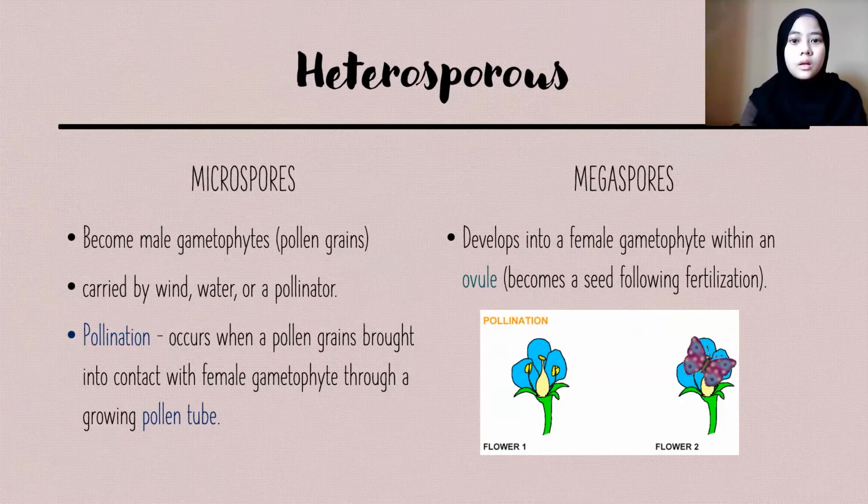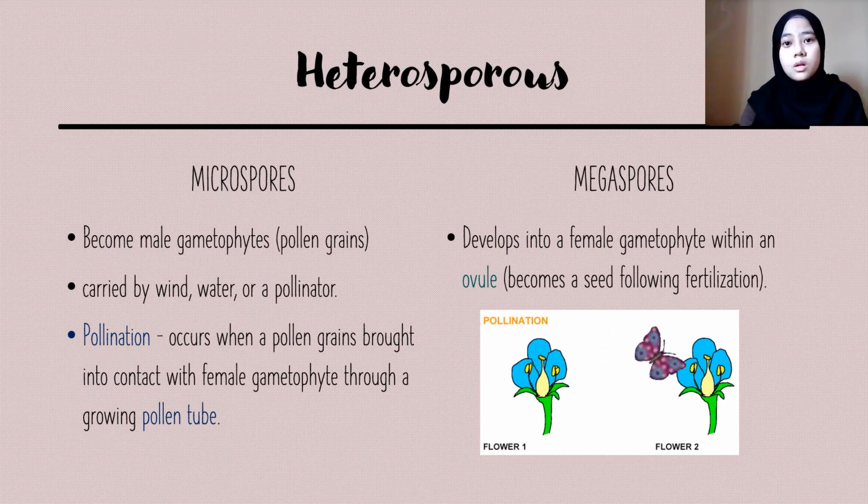Seed plants are heterosporous, having microspores and megaspores. Microspores will become male gametophytes, which are pollen grains. They are also carried by wind or water or pollinators such as the butterfly in this diagram, or bees or other insects. So pollination is the process which occurs when a pollen grain is brought into contact with the female gametophyte through a growing pollen tube.